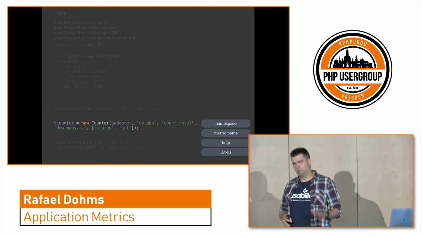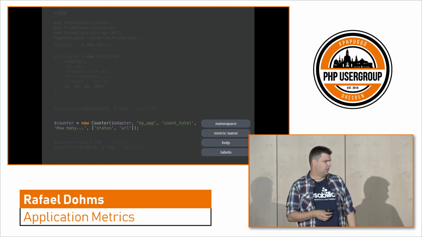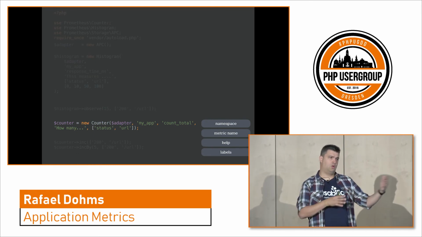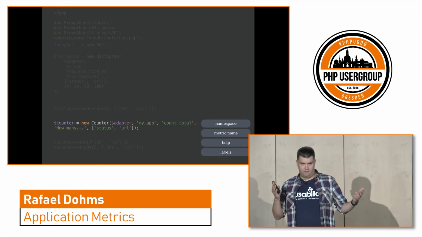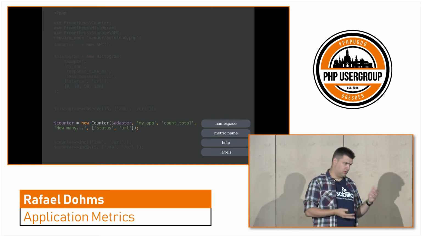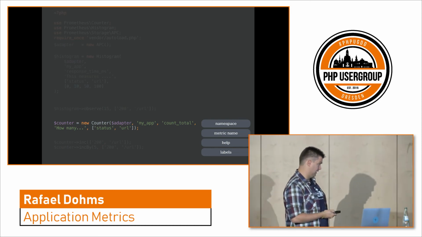In terms of naming conventions, Prometheus has a couple of these in their documentation. You want to explain, is this the total of feedback items you have? Is this the feedback items on a specific day or whatever? You want to make sure that that's part of the metric name.